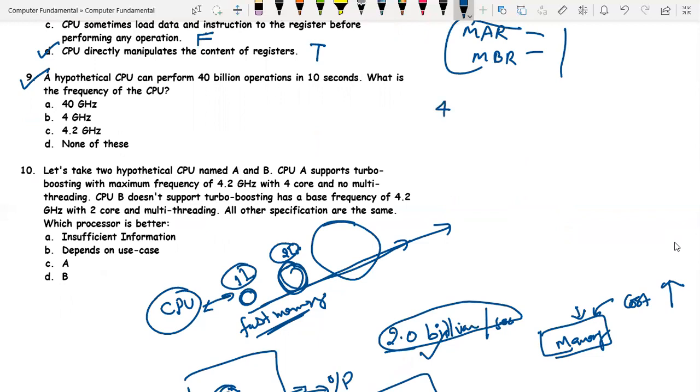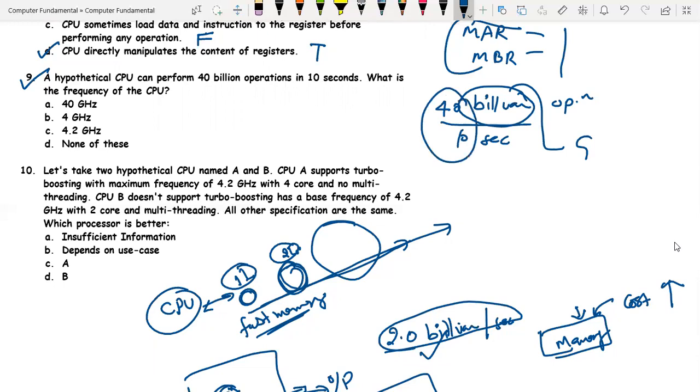Okay. 40 billion operations. And how many seconds? 10 seconds. Billion means giga, so billion and giga are the same thing. So just convert it. 40 divided by 10 comes to 4.